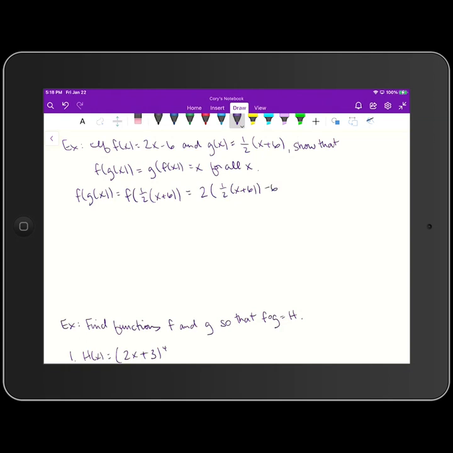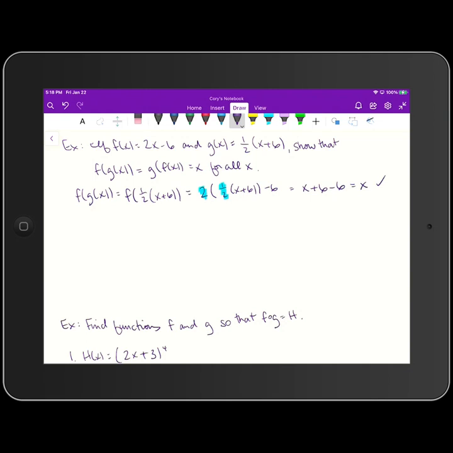minus 6. And there's a couple of different ways that you can simplify this algebraically. I think the easiest way to do it is to multiply 2 times 1/2, which is just 1. So that's going to wind up becoming x plus 6 minus 6. So we showed that the first composition was in fact equal to x.